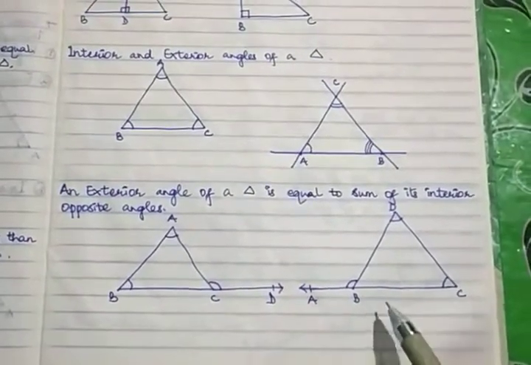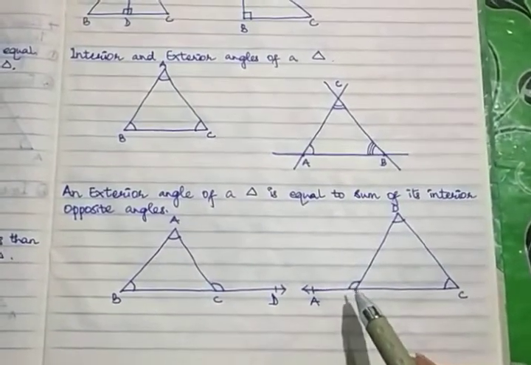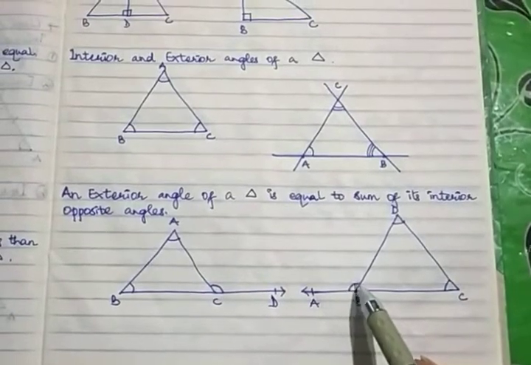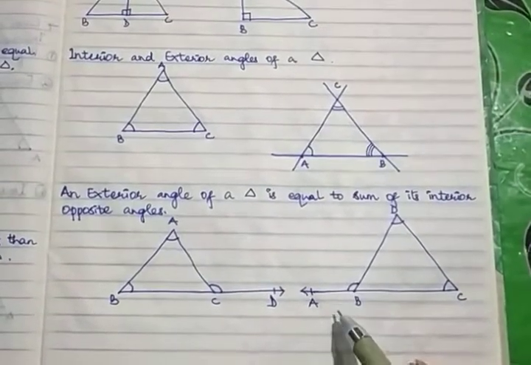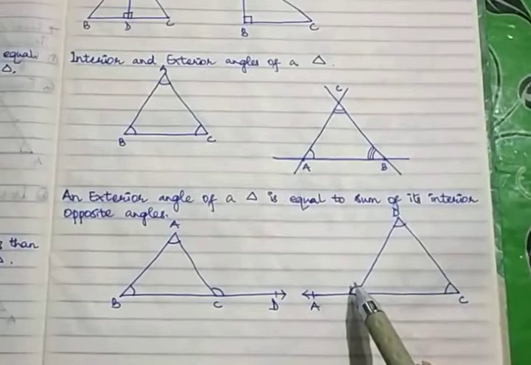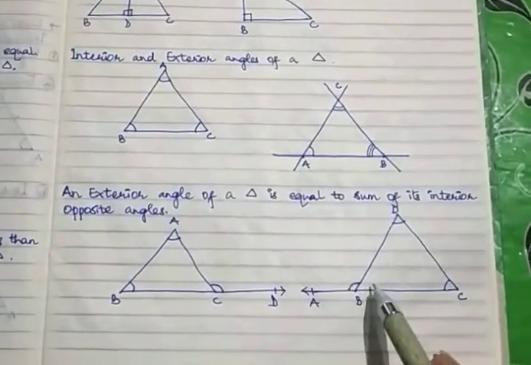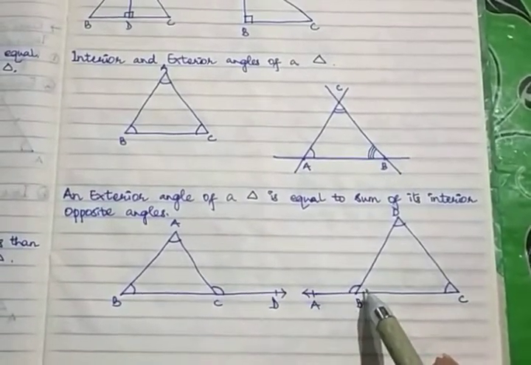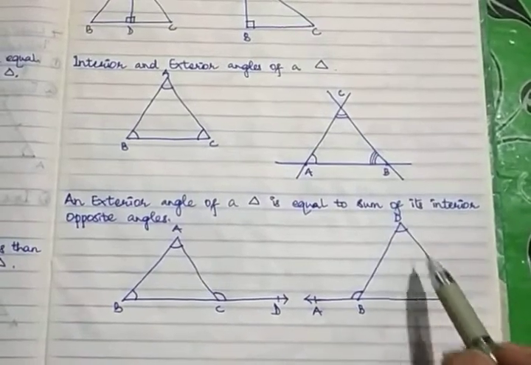Okay, similarly on the second figure, see, I have extended the point out here. Now this becomes our exterior angle. So the exterior angle here is also equal to the sum of its interior opposite angles. Its interior angle is this one, isn't it? So these two angles.